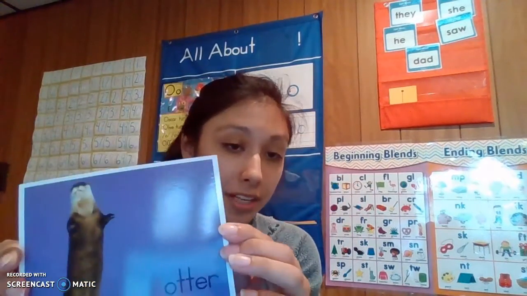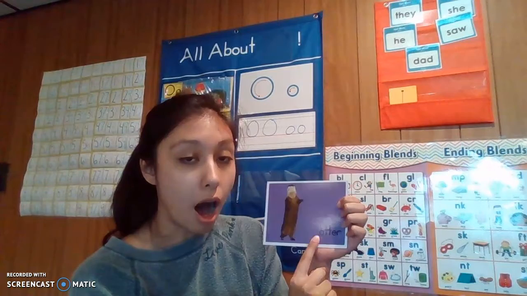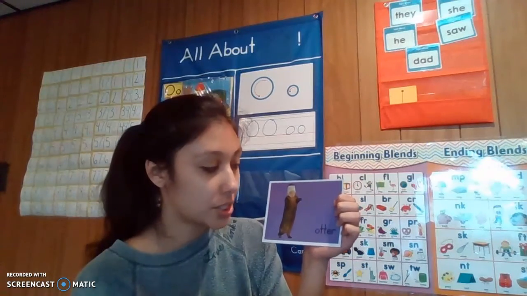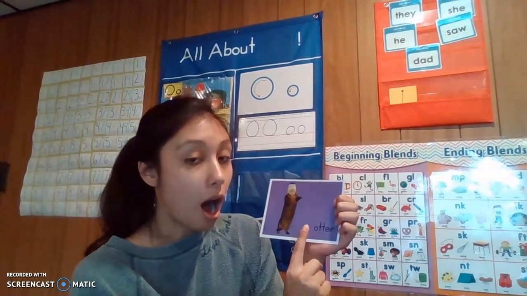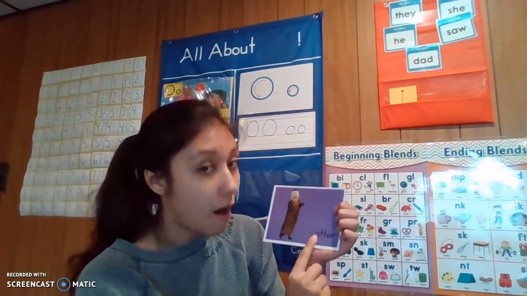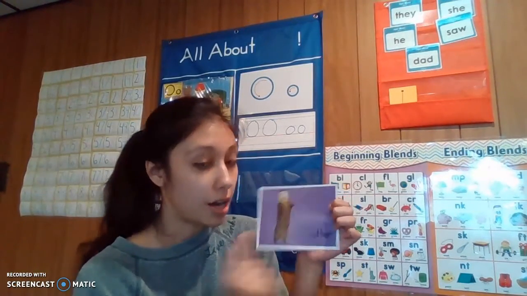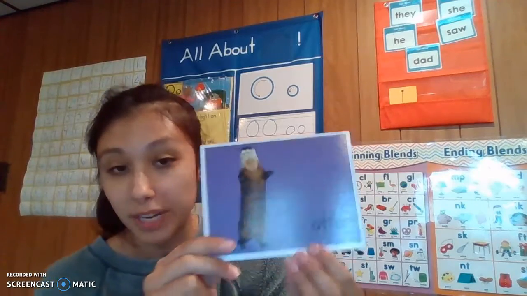All right, we also have another animal here. We have this cute little otter. All right, watch how I sound it out. Otter. Let's do it together. Get ready. Otter. Again. Otter. One more time. Otter. And do it by yourself. Get ready.